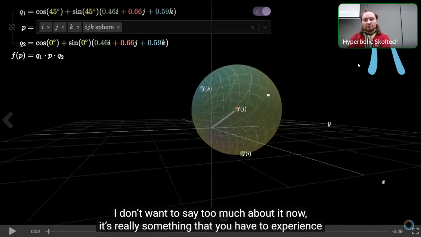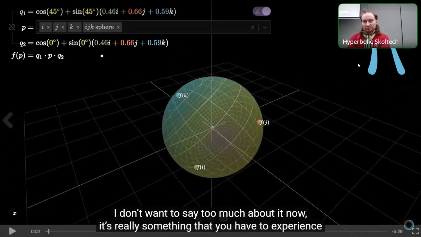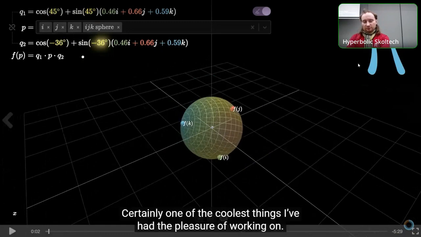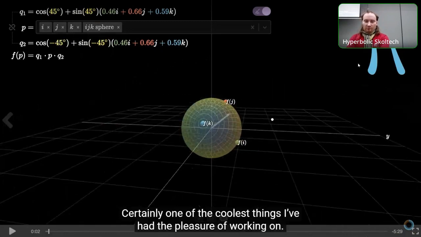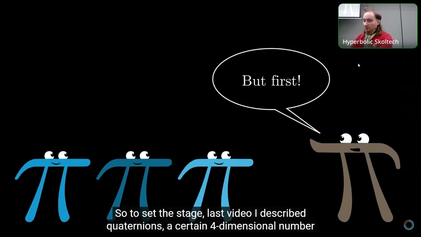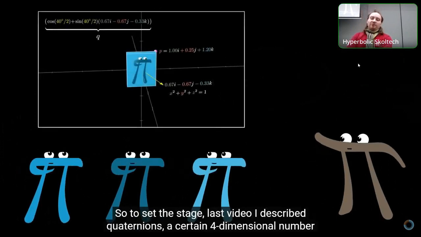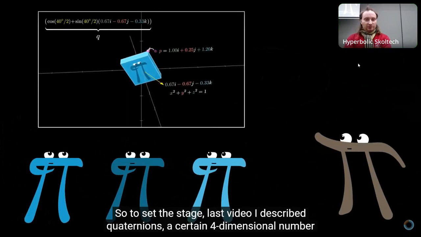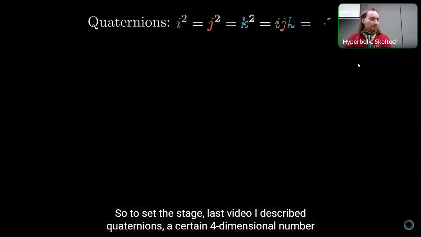Before that, though, I want to use this video as a chance to peek inside a little bit of surrounding context. So, to set the stage, last video I described quaternions, a certain four-dimensional number system that the 19th century mathematicians discovered, and which is not so easily conceived in how we commonly think of numbers.